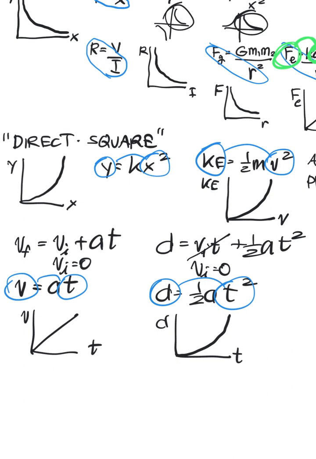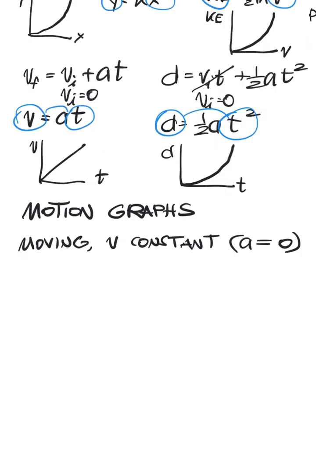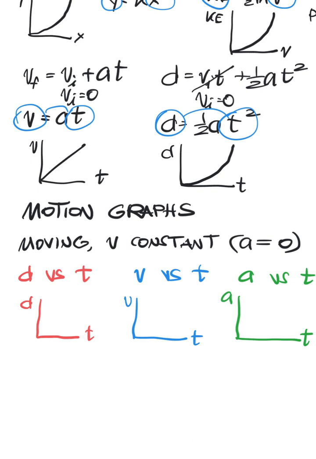But this is a good segue, because the other time you'll see a lot of graphs is when we deal with motion graphs. The most common situations you're going to see are moving with a constant velocity, so you have no acceleration, or accelerating with a non-constant velocity. So let's start with moving and your velocity is constant. We basically have three different kinds of graphs that we look at: position, velocity, and acceleration. I usually find it easiest to start with the velocity graph.